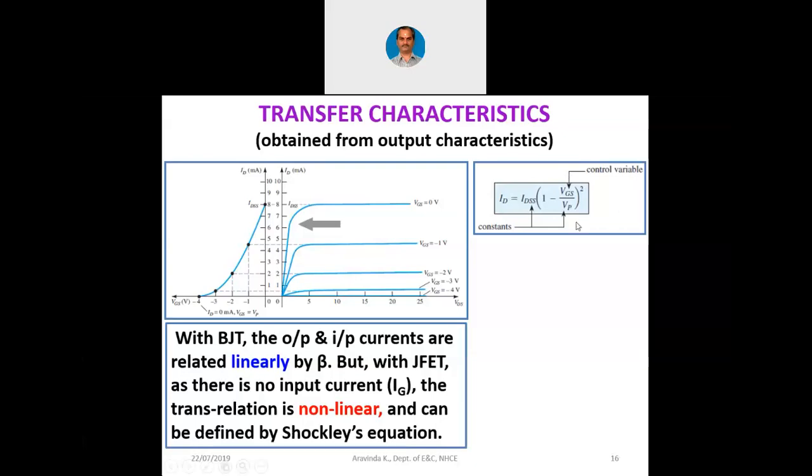Now remember this equation. Keep on looking at this equation and chant this equation 10 times or 20 times, and you have to remember this equation lifelong. Keep on telling as I say. ID equals IDSS into 1 minus VGS by VP whole square.